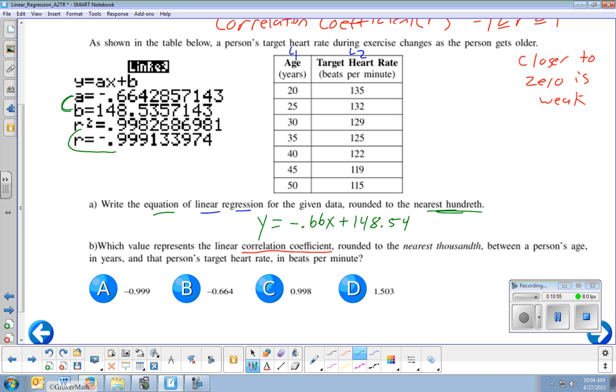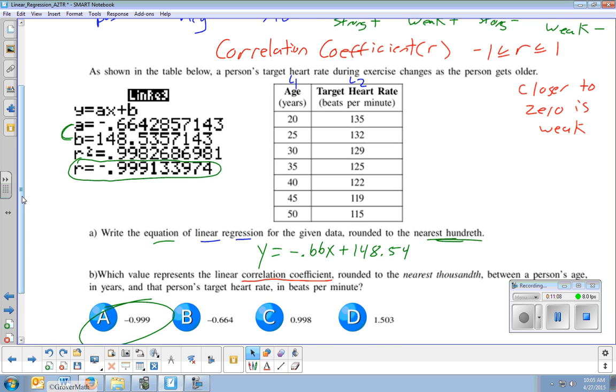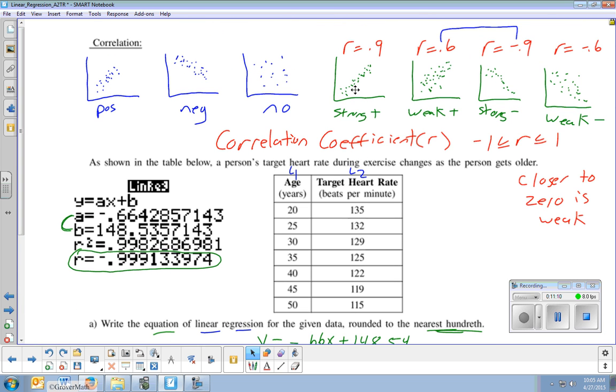And then our r value is right here. This is your correlation coefficient. And so this is a very strong correlation: negative 0.999. That's it. And that's what it was asking for here. So it's going to be still typing stuff into our calculator, but interpreting different types of correlation and the strength of that correlation.